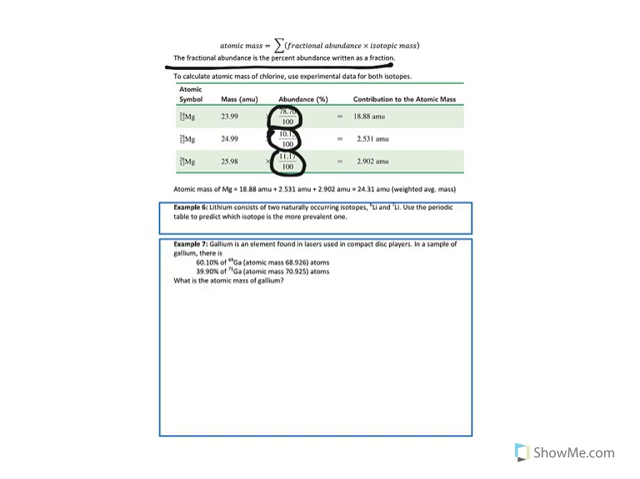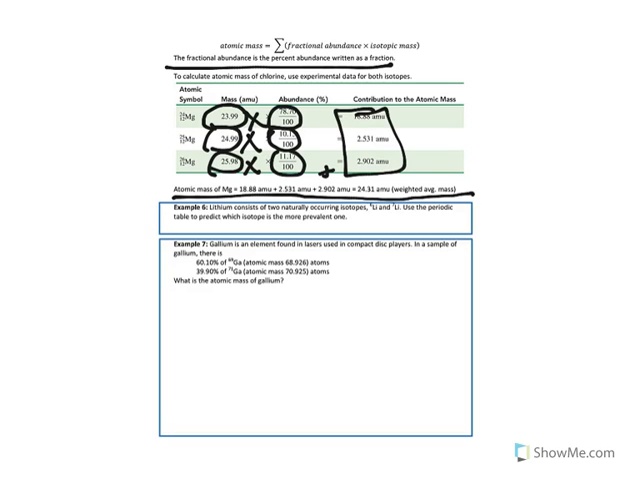Okay? Again, the fractional abundance is the percent abundance written as a fraction. So we take the mass of the isotope, multiply by its abundance in fraction form. Then you take the mass of the second isotope, multiply by its abundance in fraction form, and the third isotope, multiply by its abundance in fraction form. Then you add up all of these values to determine the average mass.